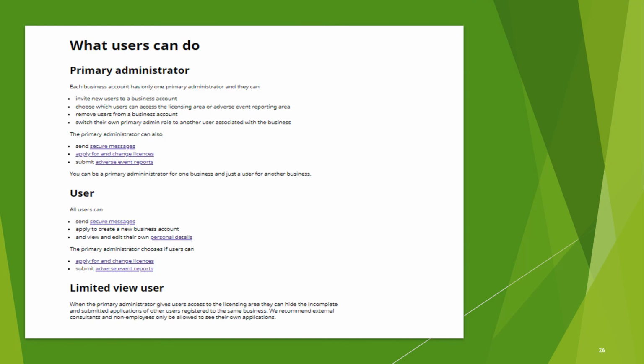So this part of the account section allows me to see what users can do, so what different types of users there are and what those users can do. So as a primary administrator, as you've just seen, I can now invite users into my account and I can give them different permissions. As what we would call a normal user, someone who's been invited into the account, it tells me what I can do under that role. It also explains a bit more about the limited view user, and this is where we've given consultants or agents acting on behalf of companies limited access to different accounts.